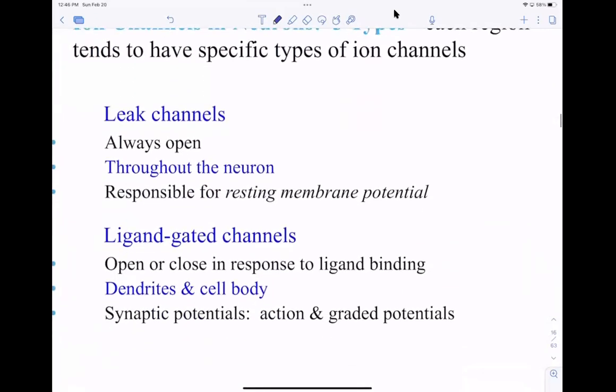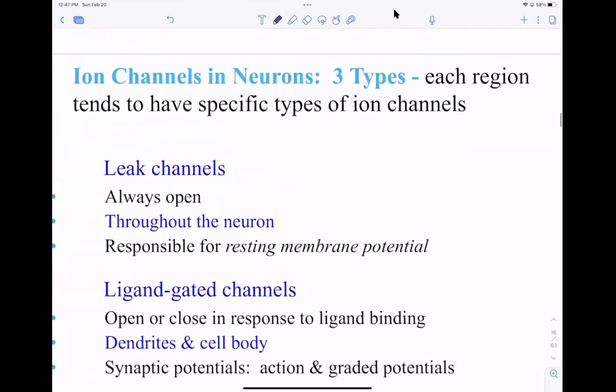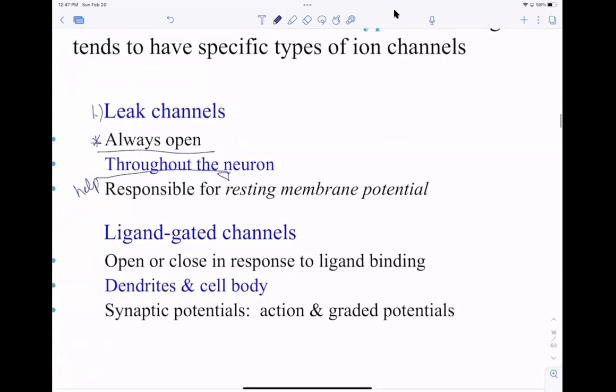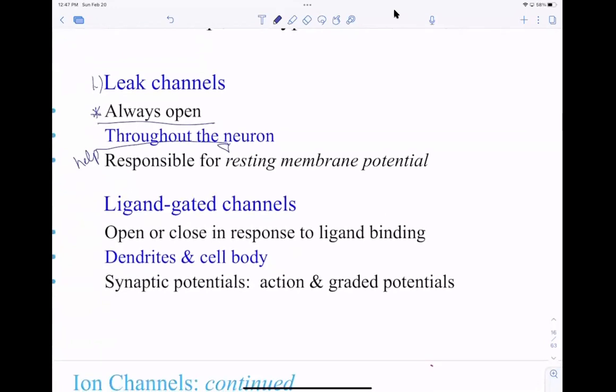So I talked about voltage-gated channels. There are really three types of channels in neurons. One are leak channels. Now, leak channels are always open. Super important to understand. They're always open. They're throughout the neuron, and they help set the resting membrane potential. So we'll discuss that in a little bit.